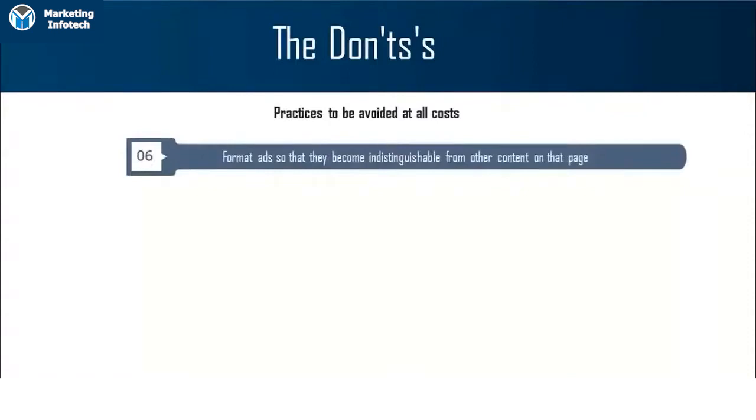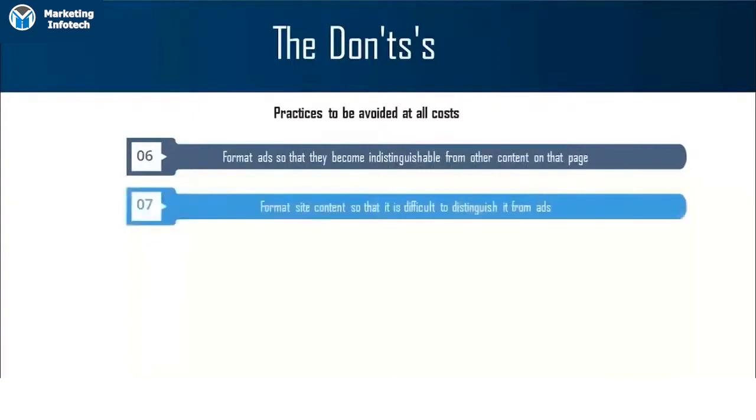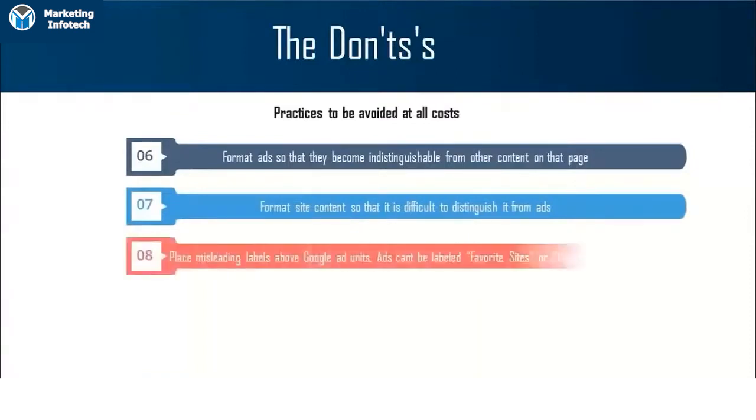Never try to format your ads so that they become indistinguishable from other content on that page. Your site and ads should have some gaps. Google sometimes says that it should be at least 15 pixels. So never try to mix things. Never try to make them indistinguishable. Never try to format site content so that it is difficult to distinguish it from ads. So it is the reverse way. Any which way you do it, Google will not like it.